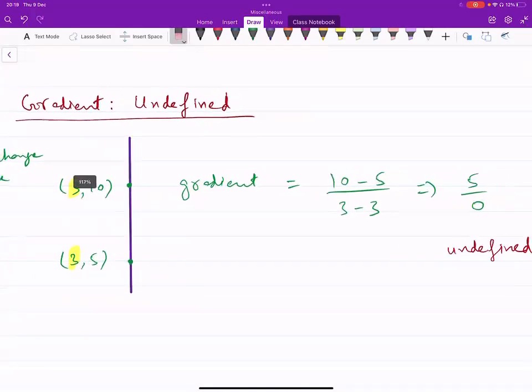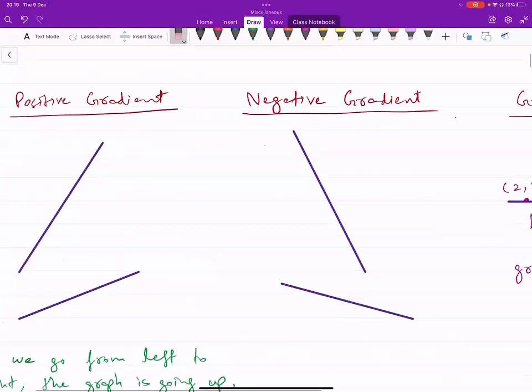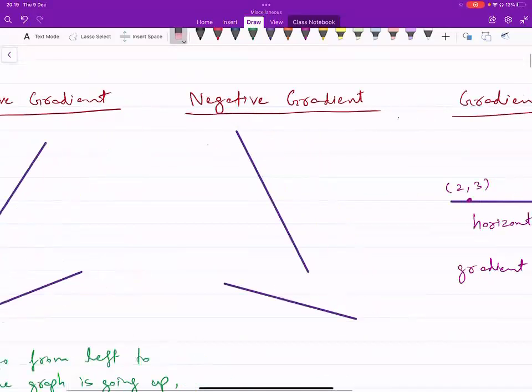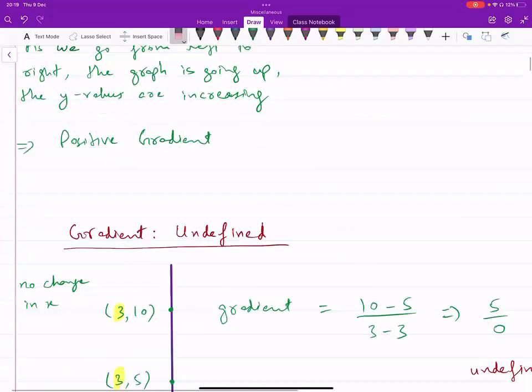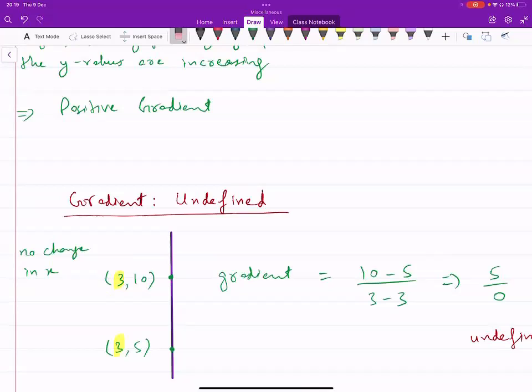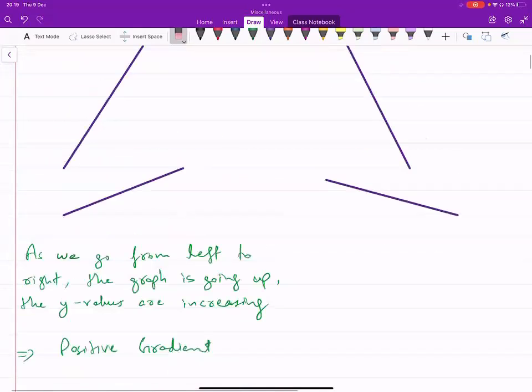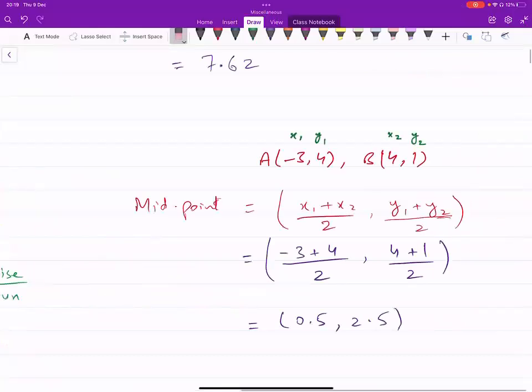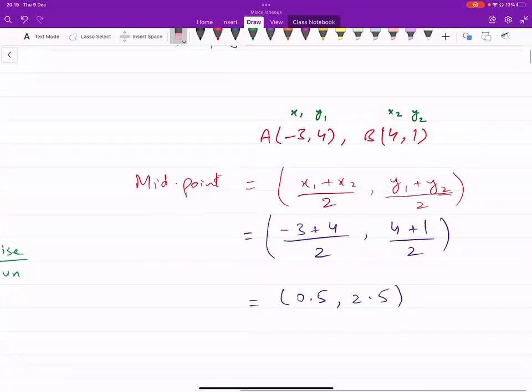So vertical lines का gradient जो होता है वो undefined होता है. We've got 4 possibilities for gradients here: positive gradient, negative gradient, 0 gradient, or undefined gradient. Okay, so these are the four possibilities that we have. अच्छा, इसके साथ, before we move on, we also have another formula, and that is for finding the midpoint of 2 points.